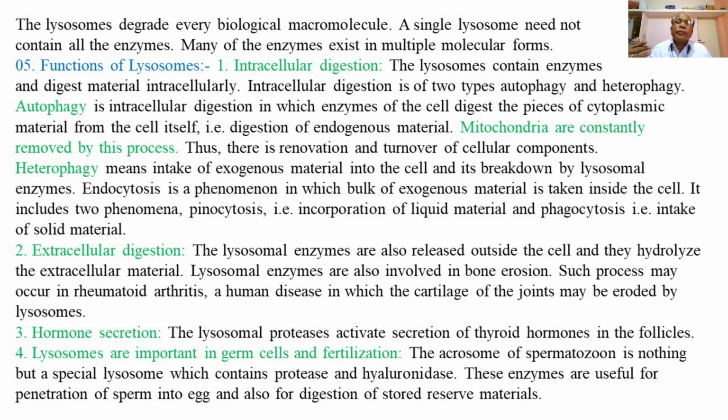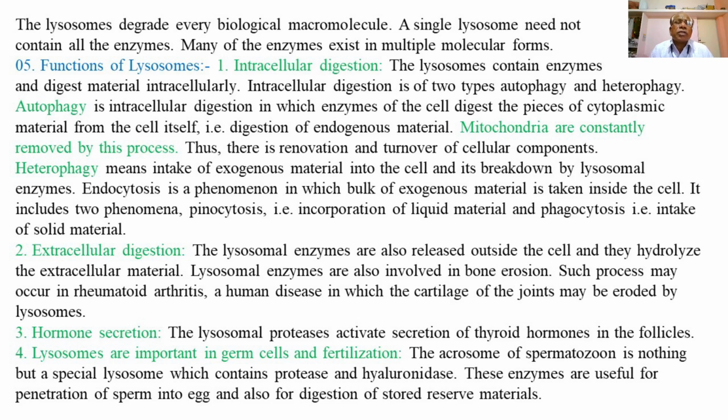Thus there is a renovation and a turnover of cellular components. Due to the intracellular digestion of the endogenous material through autophagy, there is a continuous renovation, or renewal and turnover, of the cellular components. It means the old components or undesired substances of the cytoplasm can be digested, and these are rejuvenated or renewed in the cell. So there is a renovation and turnover of the cellular components due to intracellular digestion by autophagy.